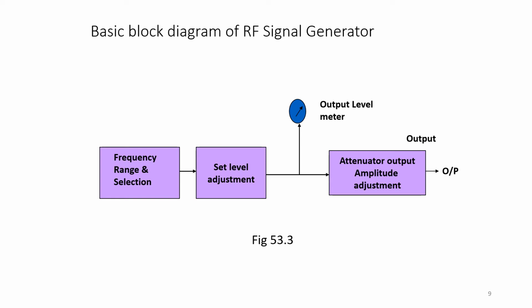It consists of a frequency range and selection switch. You can select the frequency range, which is marked in different ranges. And also within that particular range again you can select the required frequency, the set level adjustment, the output level meter, and the attenuator output to adjust the amplitude.